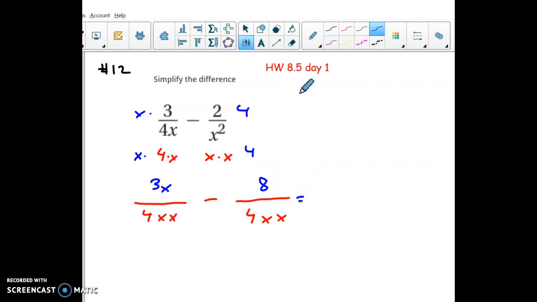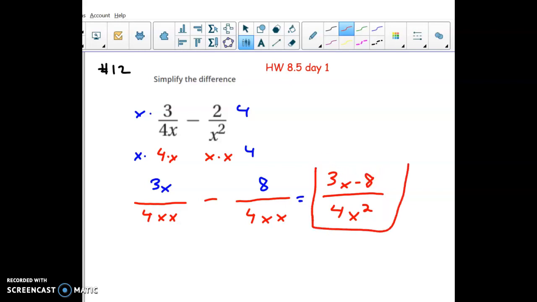So our answer would be 4x squared, keep the denominator the same, and just do 3x minus 8 in the numerator. And then we could check, does that simplify at all? But in this case, it doesn't. There's no way to factor this top part apart, so you just leave it that way, and that's your answer. Hopefully that helps.